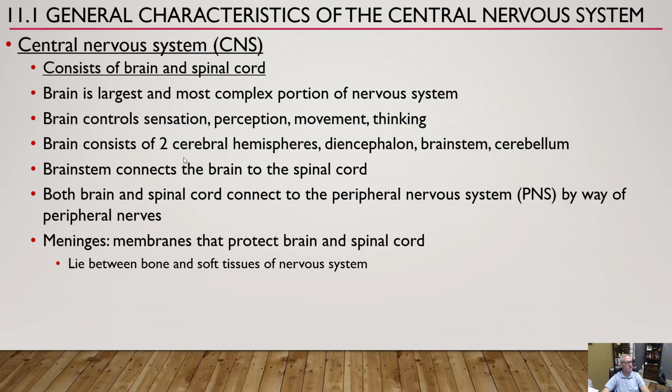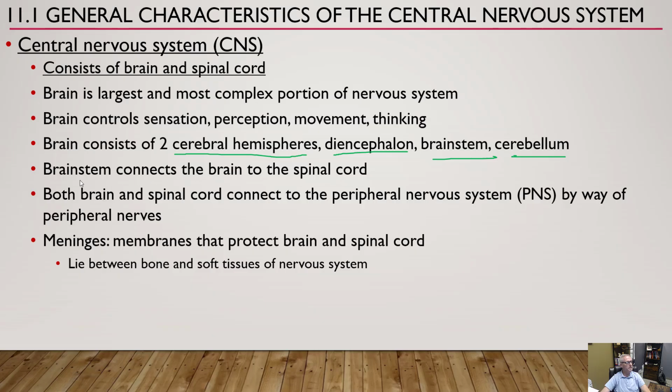The brain is divided into two cerebral hemispheres, the left and the right. Those are the big portions of the brain, like the frontal lobe, parietal lobe, temporal lobe, and occipital lobe. Depending on what textbook you look at, the brain can be classified in different ways. This textbook will classify the brain by the cerebral hemispheres, the diencephalon, brainstem, and the cerebellum. So that's what we'll be breaking the brain down into.